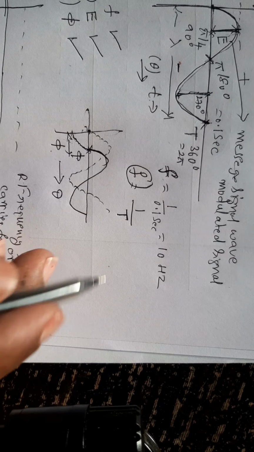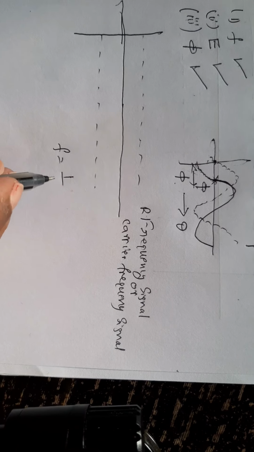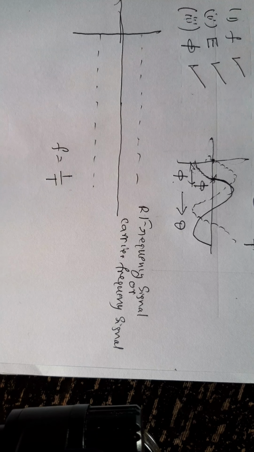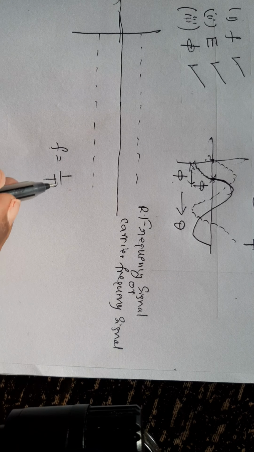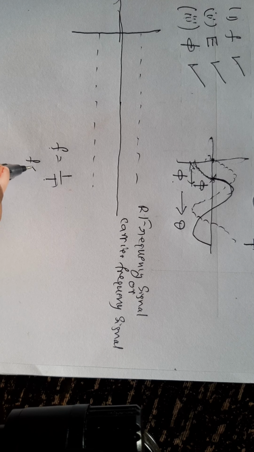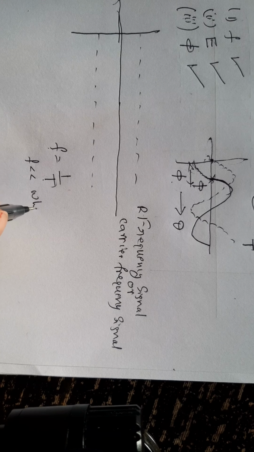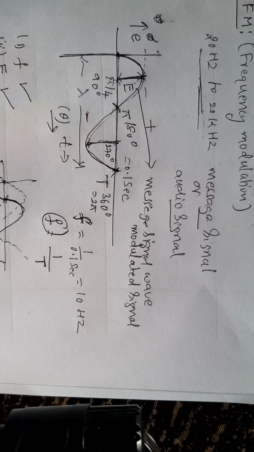See this equation: F is equal to 1 by T. Our message signal is low frequency. How do you get low frequency F? F is small when T is very large, in the denominator. F is small when T is large, greater. Therefore, the period is the time taken for one complete wave.